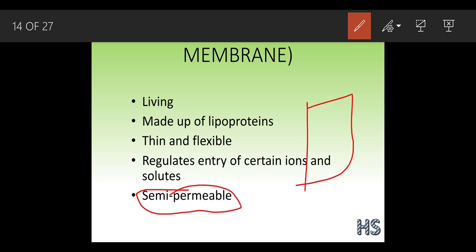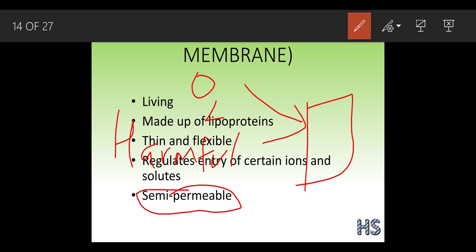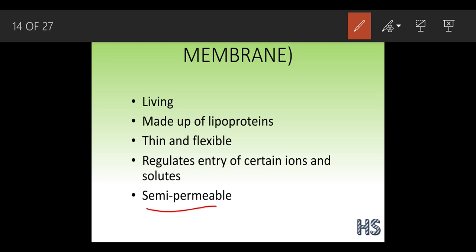Suppose this cell needs oxygen, so it is going to allow it. But suppose any harmful bacteria comes and tries to enter this part, so it is not going to allow this. So this cell is not going to allow this to enter in. This is called semi-permeable. Semi-permeable means it is going to give a restricted entry. Restricted entry means it is going to allow certain substances only, very specific ones. It is not going to allow each and every substance to come in.